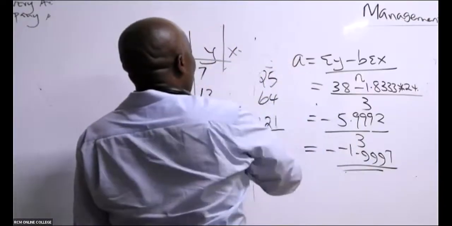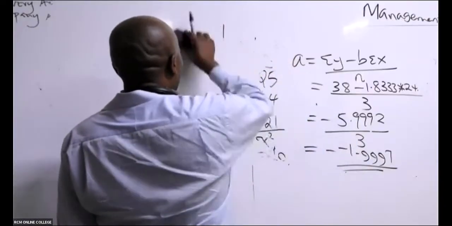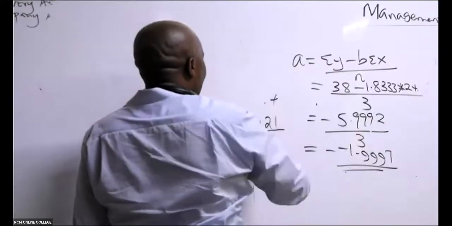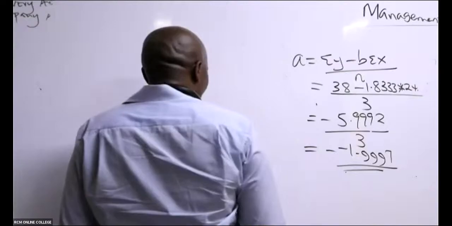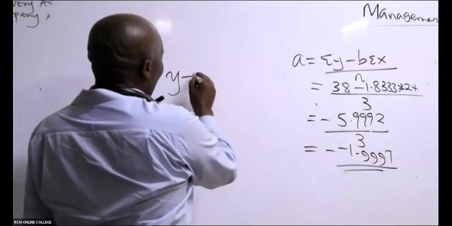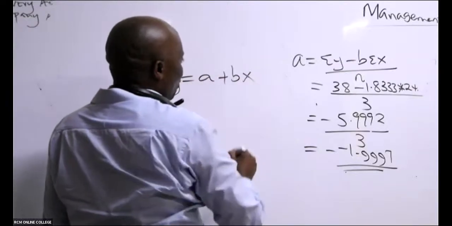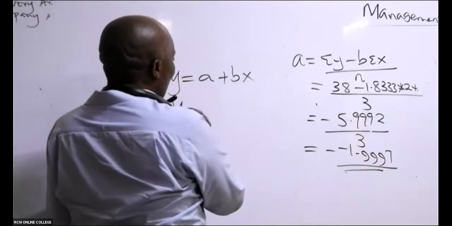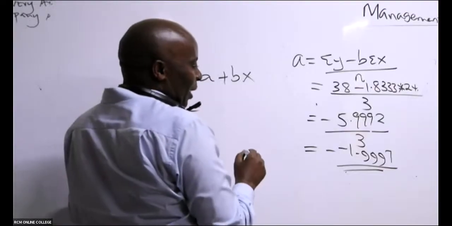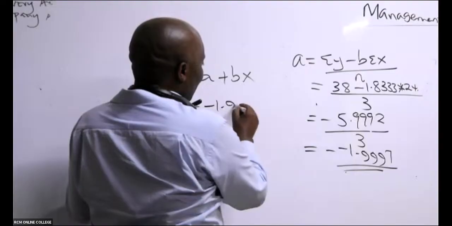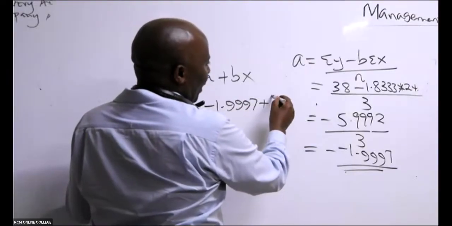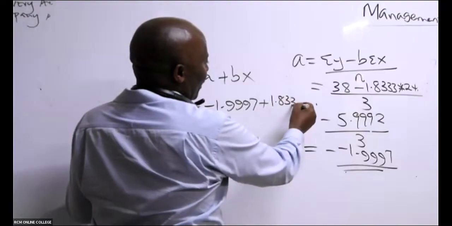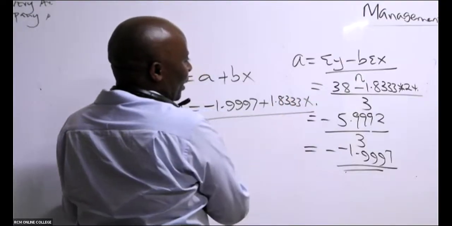Once you write it like that, you've been able to get the values of A and B. Then we'll be able to come here, ladies and gentlemen, and write the equation for us. You'll say y equals A plus who? Bx. Now you have the value of A and the value of B. So A is negative 1.9997 plus B, which was what here, somebody? 1.833 X.